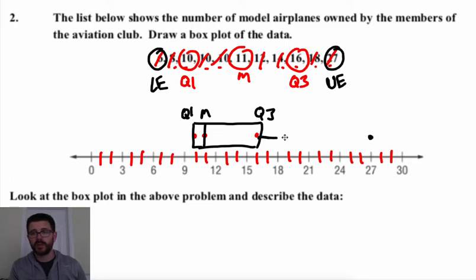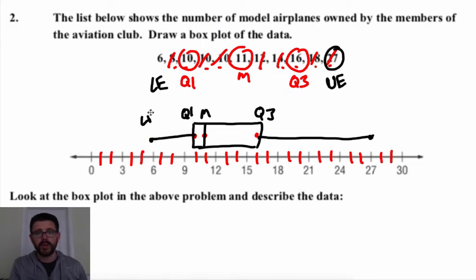So my maximum is at 27. My lower extreme, sorry, I can't read it there, was at 6. So that's my lower extreme and my upper extreme. And then it says, look at the box plot in the problem above and describe the data.